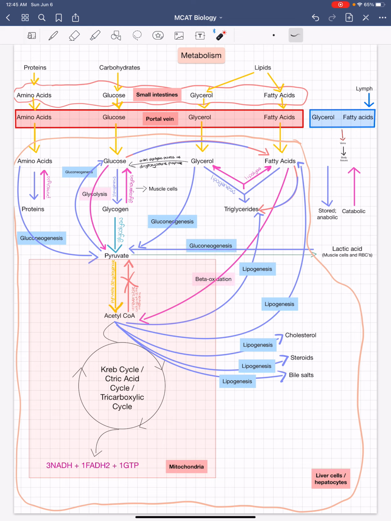Gluconeogenesis is where non-carbohydrate sources, such as amino acids, glycerol, and lactic acids, are used to produce ATP. Adipocytes are specialized cells that store fat in the form of triglycerides.